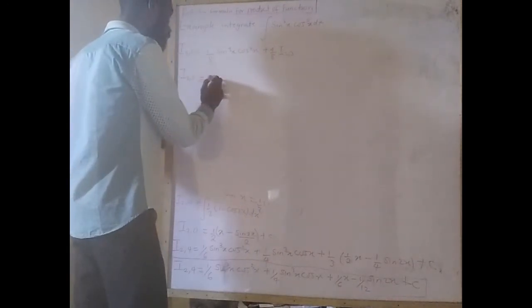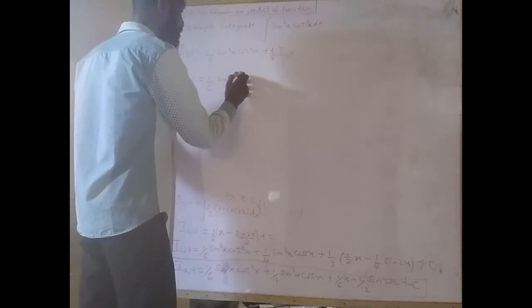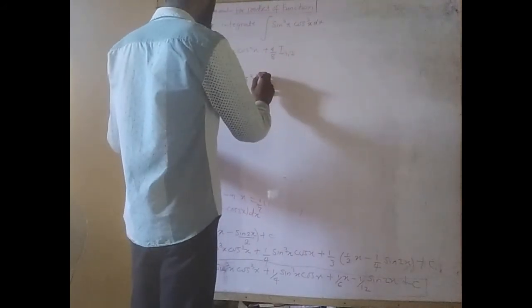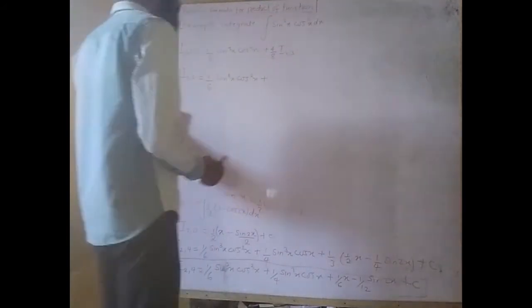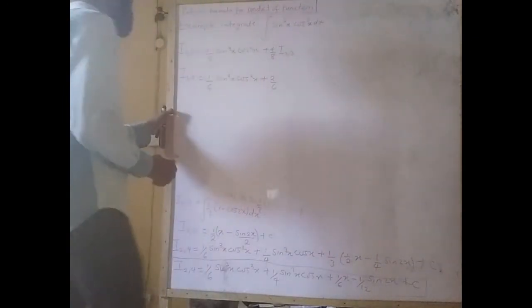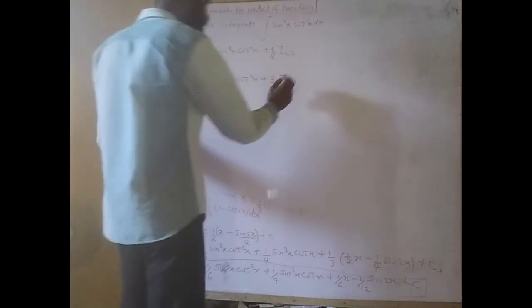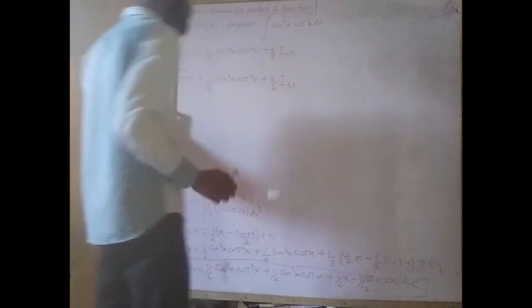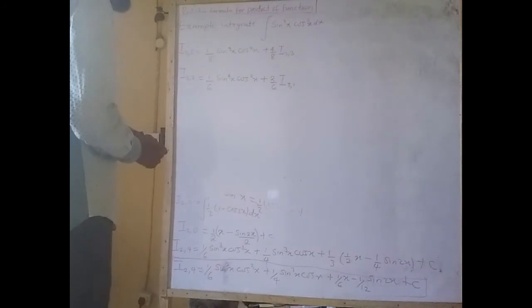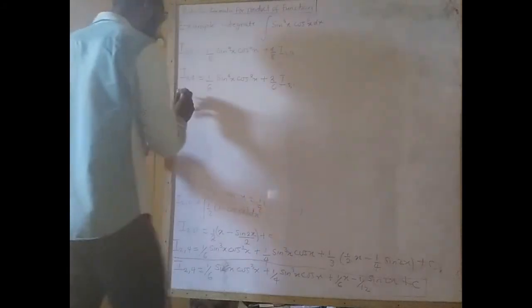I have, this is 1 over 6 sine power 4 of x cos power 2 of x plus, I will come here again. 3 minus 1 is 2 over 6, 2 over 6 I 3 comma 1. And from here, I need to get I 3 comma 1.